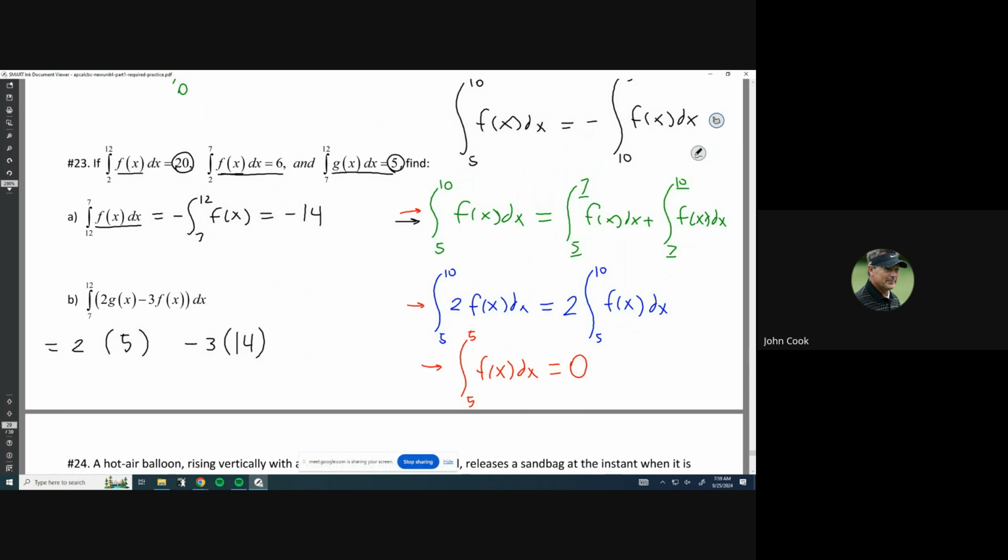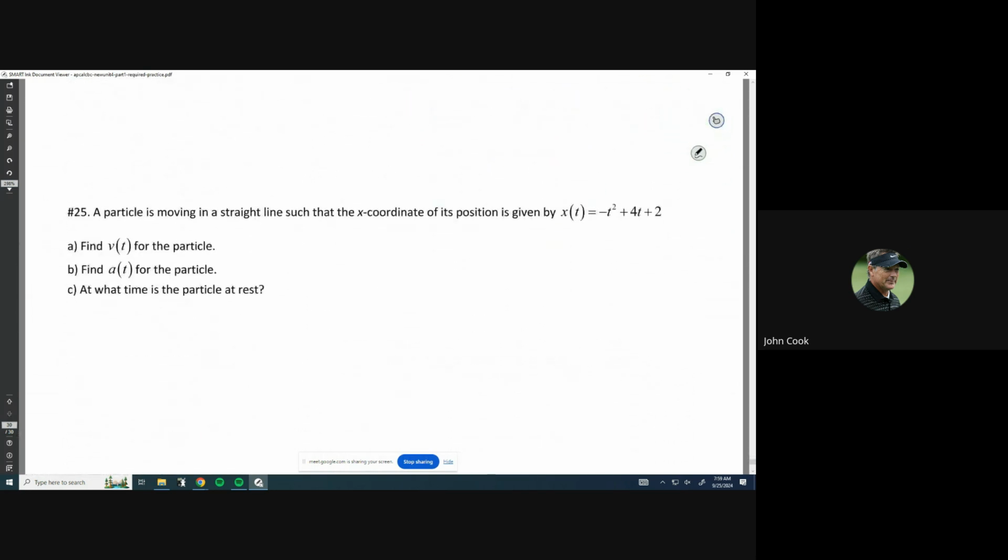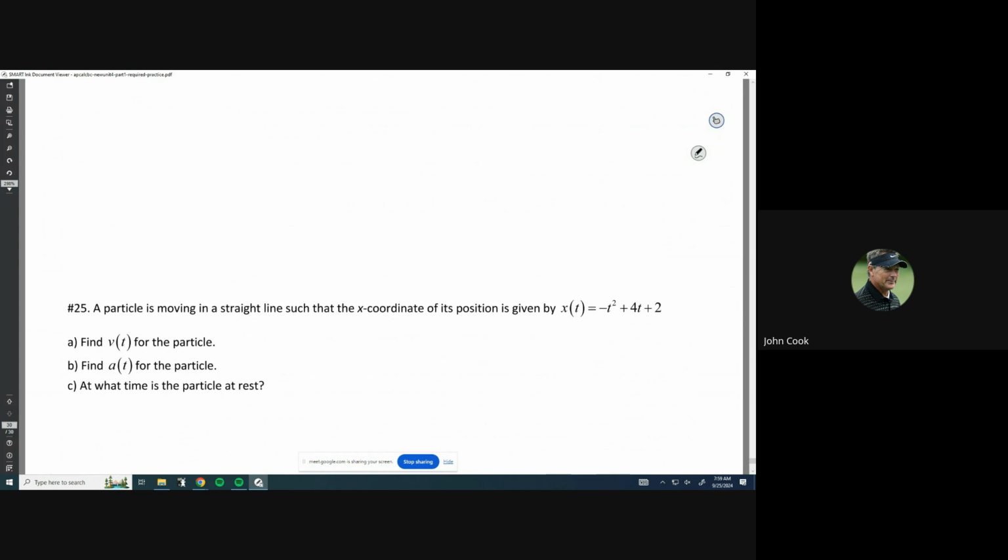I'm telling you, if you know these 4 properties, you'll do pretty well on this part of it if it shows up on the test. All right, I think we've got 2 more problems left. I'll save that for the last video.